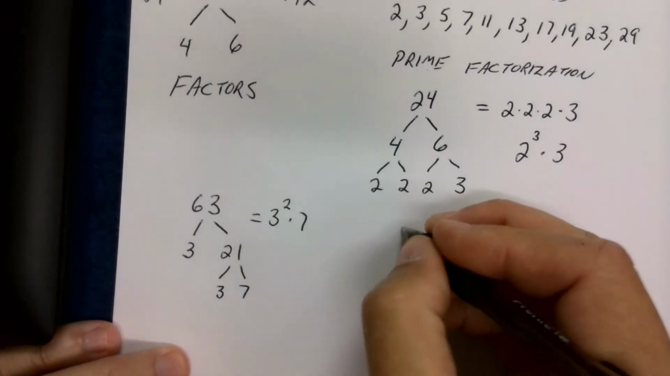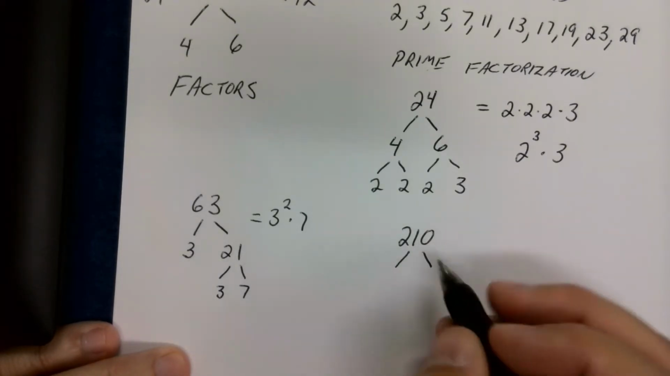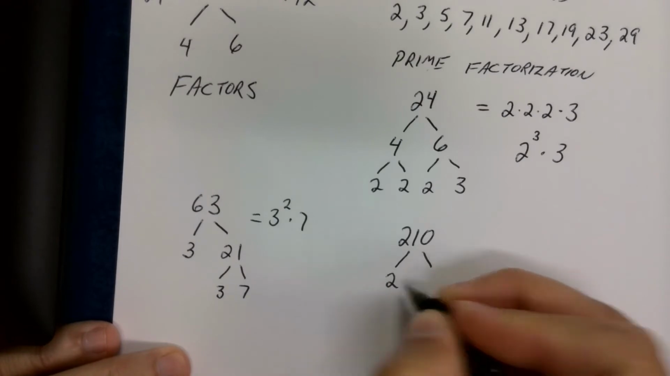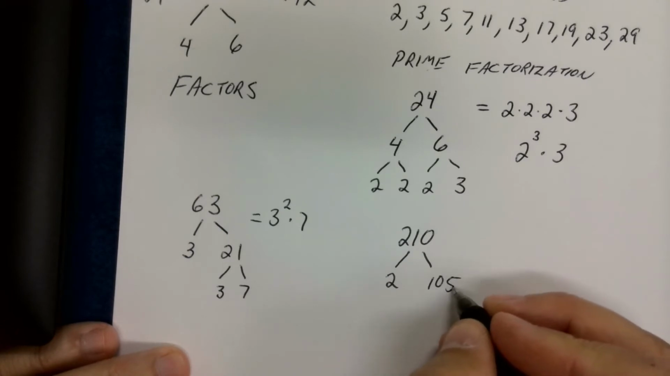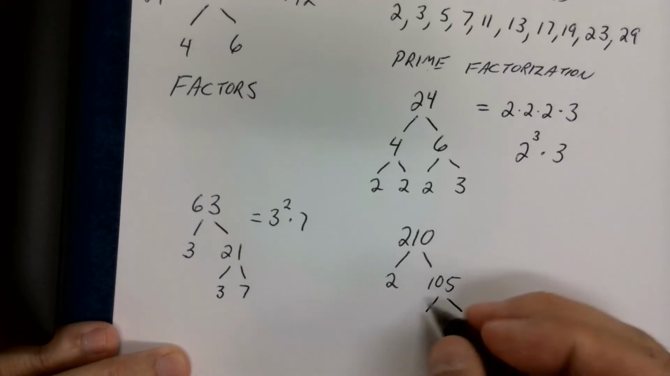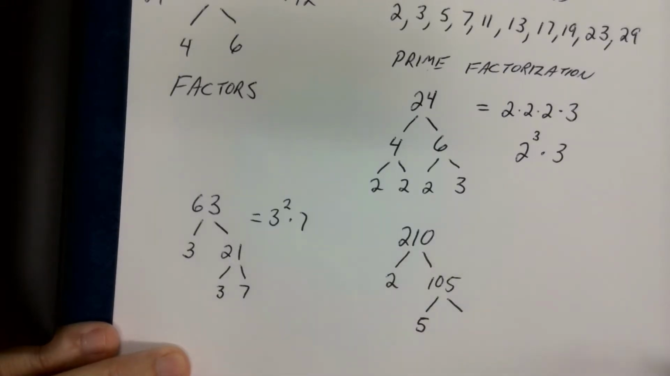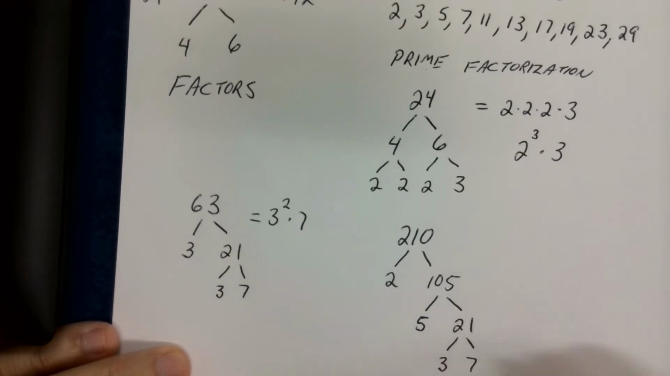Now what happens if I have something like 210, and I'm trying to break that down into its prime factors? Well, let's try and factor it first. We know it's even, right? So I can always do 2 and 105. And then 105, well, that's got a 5 in it, so we know that it has to be divisible by 5. So 5, and that's 21. And then 21 breaks down into 3 and 7.